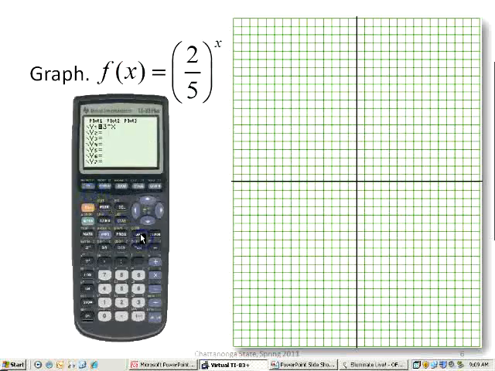This function, where my a, the base, is between 0 and 1, is going to be an example of exponential decay. So let's graph it using the same ideas, putting the function in our y equals screen. You do need to be careful here. Be sure you put the 2/5 in parentheses, because we want the entire fraction raised to the x power. Now let me get some ordered pairs.